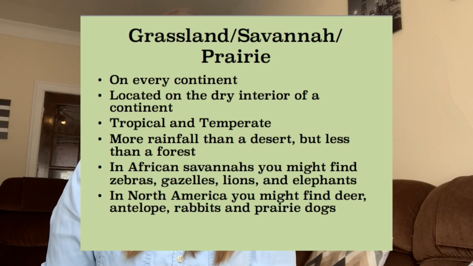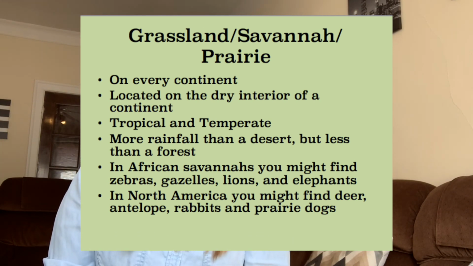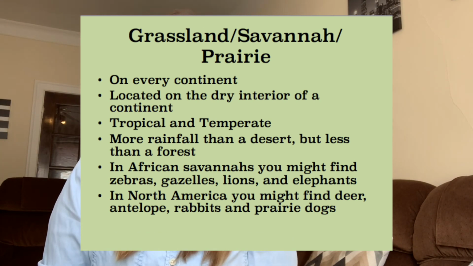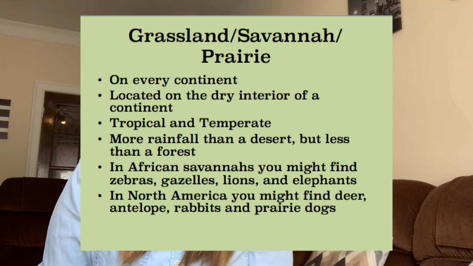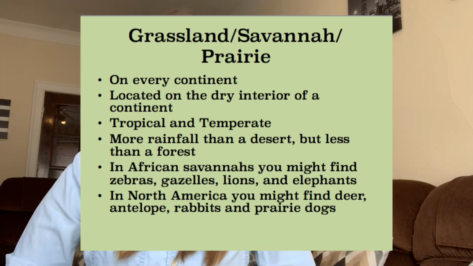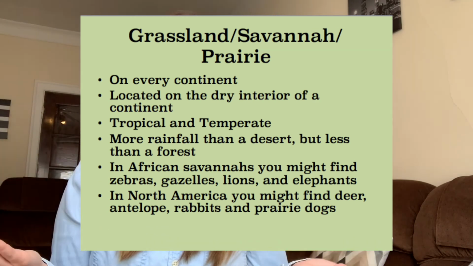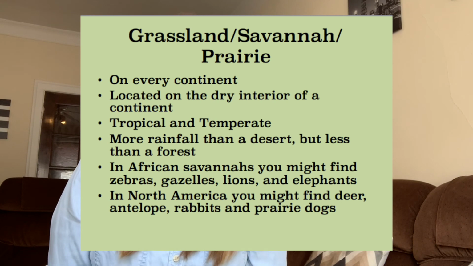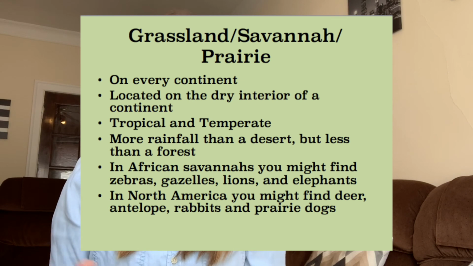Grassland, savanna, and prairie are 3 habitats that are very similar. They have different names based on the location where you can find them. And these types of environments can be found on every continent. They are located on the dry interior or the inside of each continent. So there's 2 main types, tropical and temperate. So when you think of tropical, that's when you think of a savanna, like a savanna that you would find in Africa. And then when you think of temperate, that's how we would describe the grasslands you would find in the United States of America.